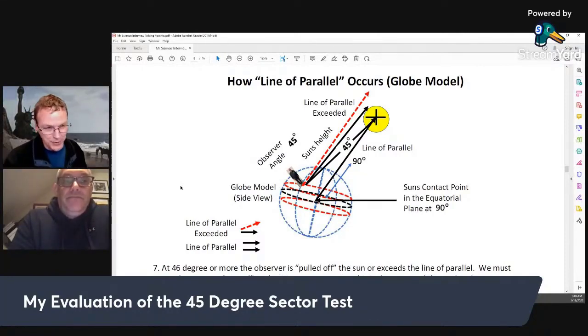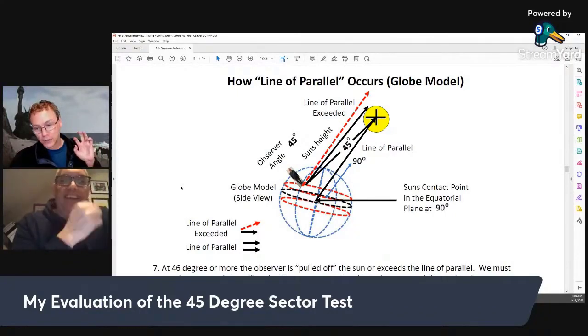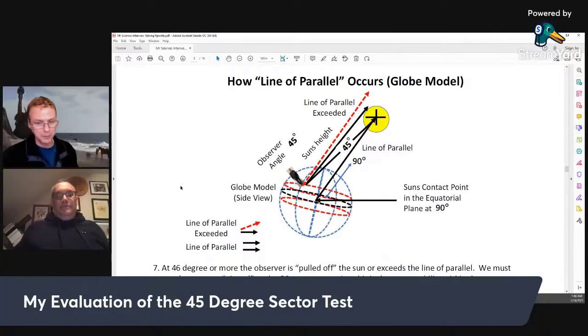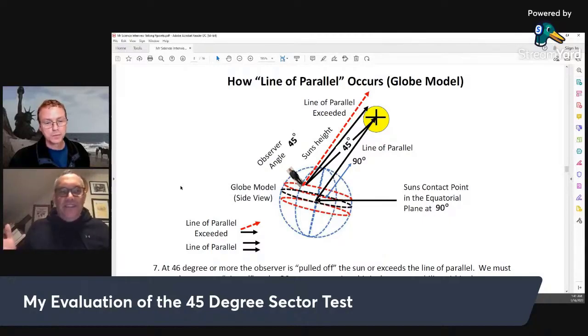You would get separation if you get off of the angle to the center of the sun. But the angle to the center of the sun is not 45 degrees. That is incorrect. So just stick to that. Just stick to where you got the 45 degrees. Don't go on past it, because you have to understand you're already off, right? If you don't understand line of parallel, you'll never understand that. And that's your limit. You have to know your limit.